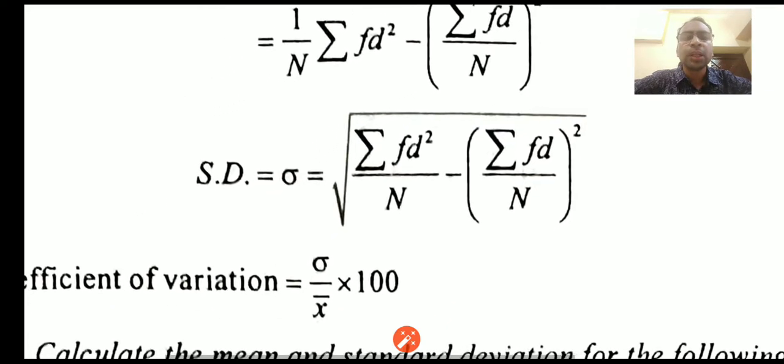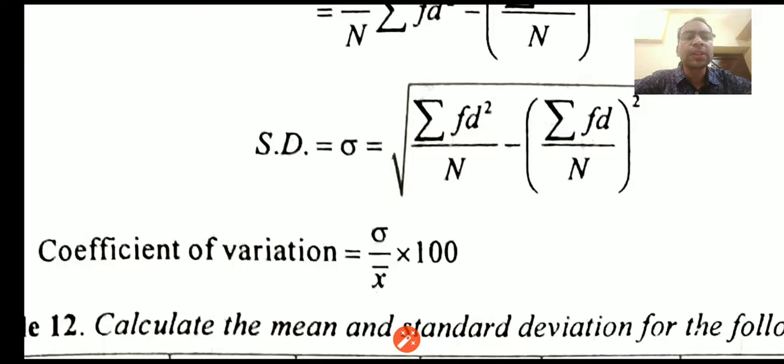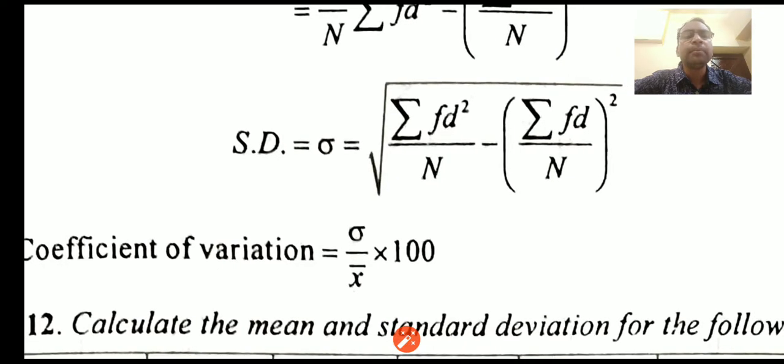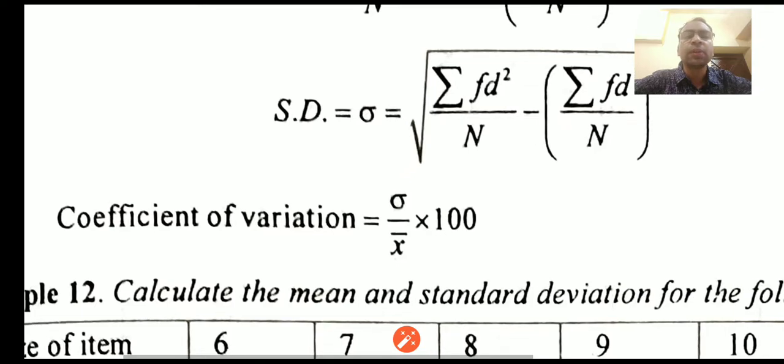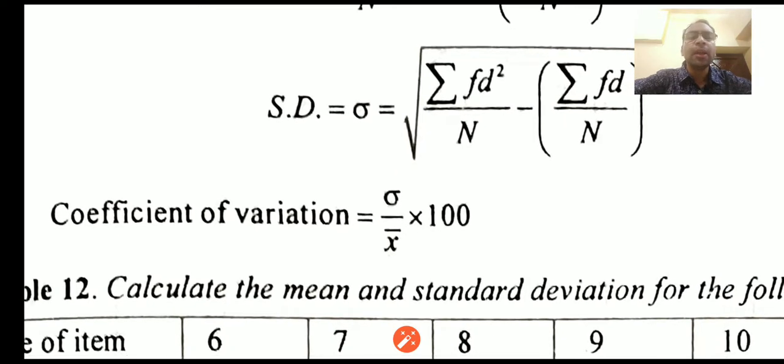We can use any of the methods. Now the coefficient of variation is given by sigma upon mean, multiplied by 100. So this is the coefficient of variation. These are the formulas for the standard deviation and for the coefficient of variation.